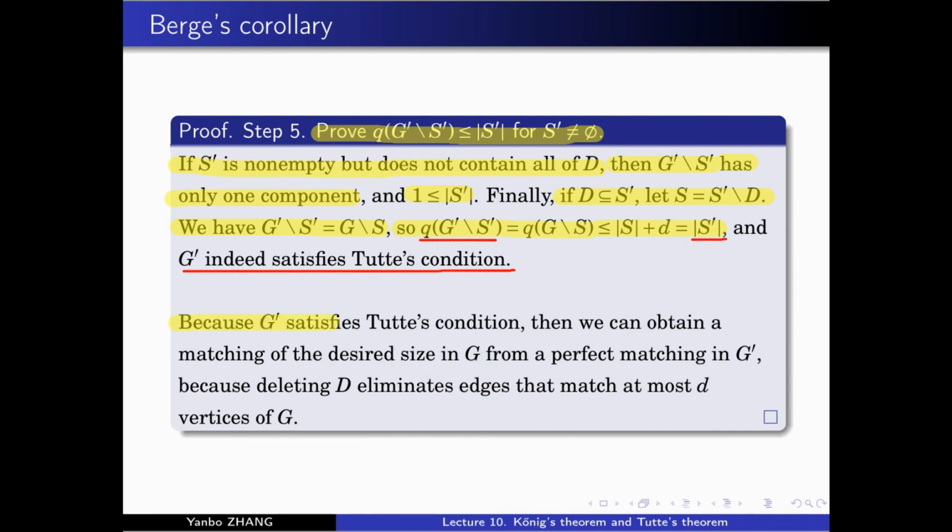Because G prime satisfies Tutte's condition, we can find a perfect matching in G prime. Then we can delete the D vertices from G prime to get G again, so we can obtain a matching of the desired size in G. Because deleting D eliminates edges that match at most D vertices of G. Now we have Berge's corollary.